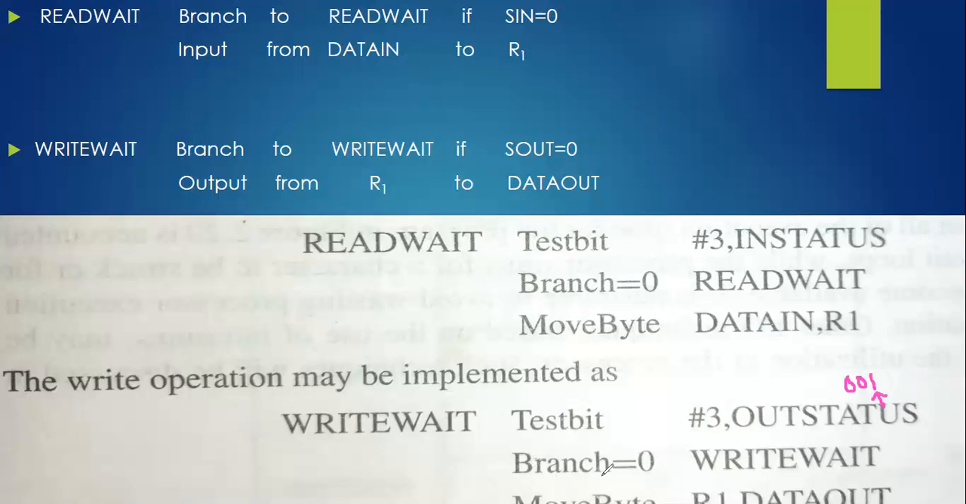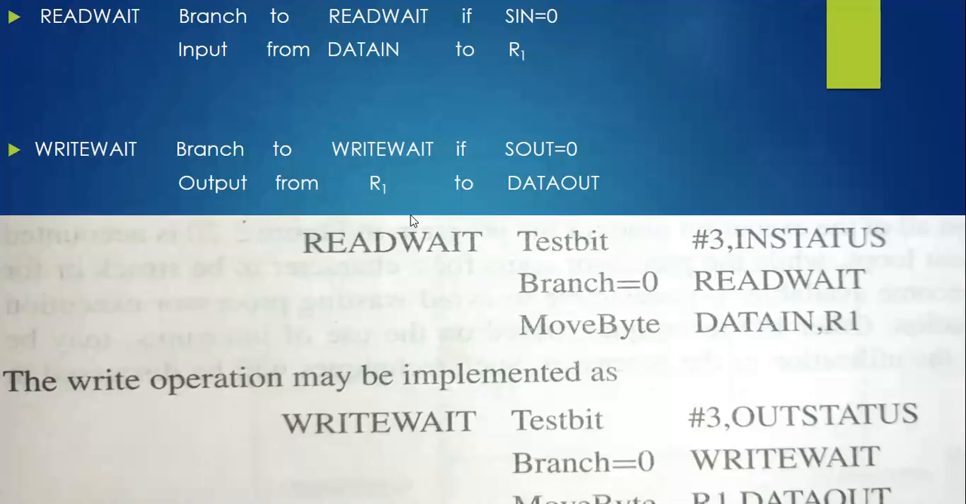Then branch is not equal to 0, branch is equal to 1 now. So no need to go for this write wait. We are violating this condition, so we are coming out of this loop. Then move byte, observe it carefully: the content of R1, which consists of 1 byte of data, will be moved to data out. So this is what basic input output operations means.